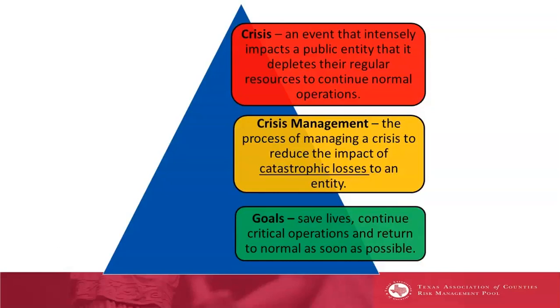Crisis management is an all hazards plan, a planned process that assists in preparation for future catastrophic losses to reduce that impact. That's really what we're doing when we're talking about crisis management. The goal is to save lives and to continue critical operations. But if we can't save lives, how can we continue any operations? Also part of that process, the goal is to return to normal as soon as possible. So that's what the crisis management process is about.